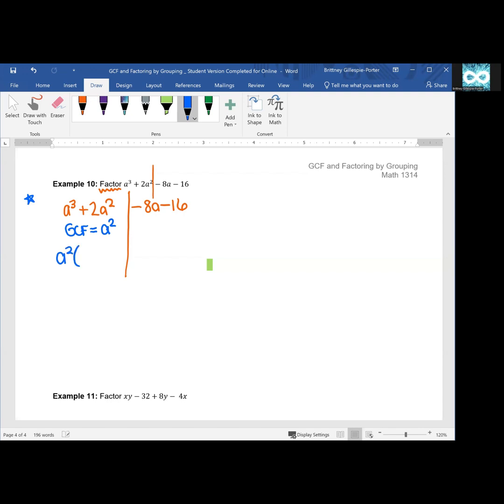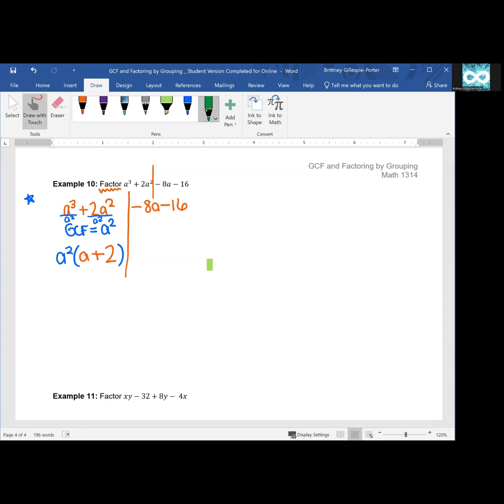Factoring out the a squared means that we're going to have parentheses. Remember, we're going to divide each of these by a squared. A cubed over a squared, 3 minus 2 gets us a to the first. Bring down our plus. A squared over a squared cancels out, and we get the 2. So we have a squared times a plus 2.